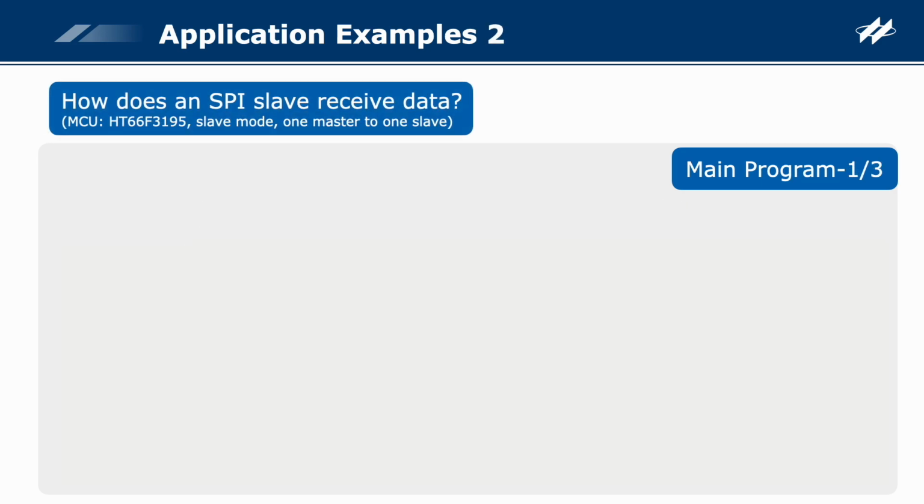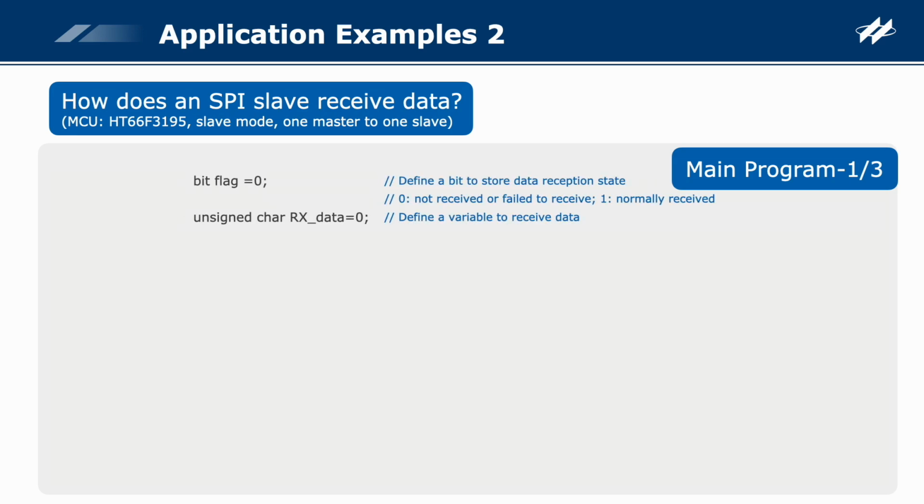How does an SPI slave receive data? This example sets the HT66F3195 to the SPI slave mode. Let's check out the main program. First, define a bit to store the data reception state. 0 means data is not received or received unsuccessfully, 1 means data reception is normally completed. Define a variable to receive data.